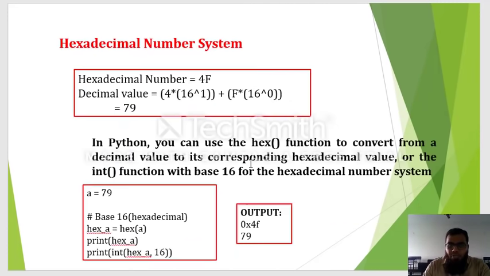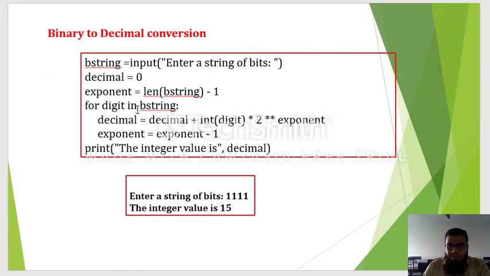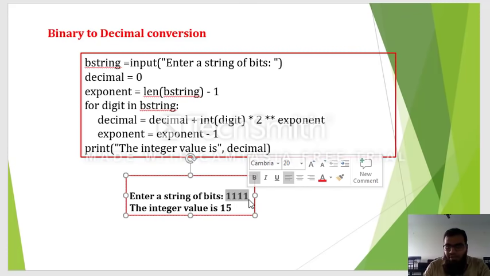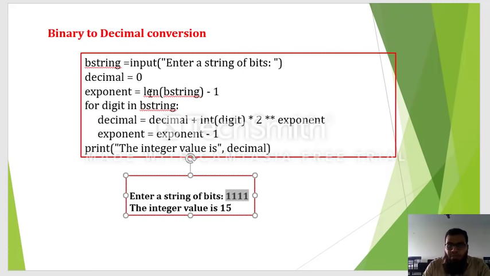Okay, so similarly in the conversion program, what I will try to do is find out the total length of the string. I will find out how long this is. How many digits are there? There are 4 digits. So this is 4 minus 1. What is 4 minus 1?